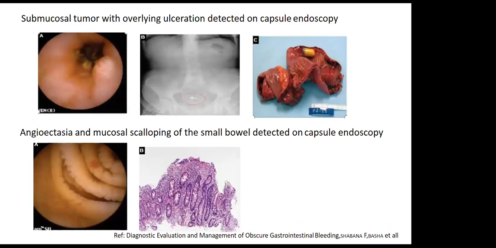The image in this slide shows a small bowel tumor with ulceration which is detected by capsule endoscopy. Similarly, in the case of angioectasia, mucosal scalloping of the small bowel is detected with the help of capsule endoscopy.